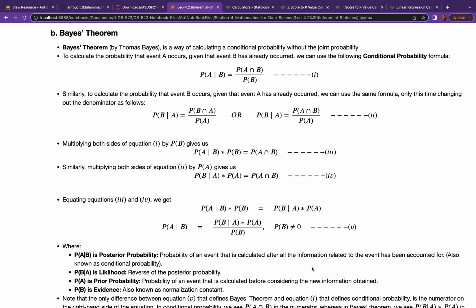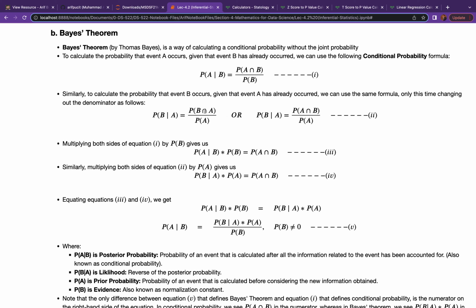Well, Bayes theorem by Thomas Bayes is a way of calculating conditional probability without the joint probability. To calculate the probability of an event A, given that event B has already occurred, we use this conditional probability formula. So probability of A given B equals probability of A intersection B divided by probability of B. And similarly, it can be written vice versa as well. That is, probability of B given A equals probability of B intersection A divided by probability of A.